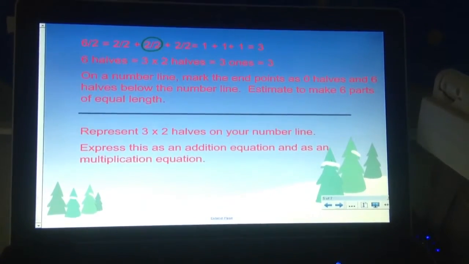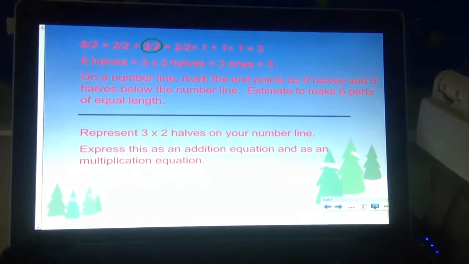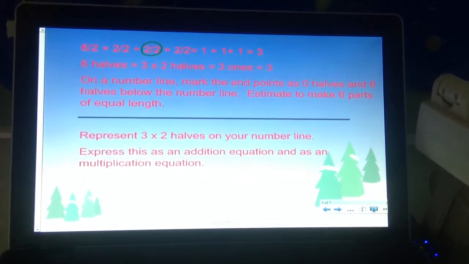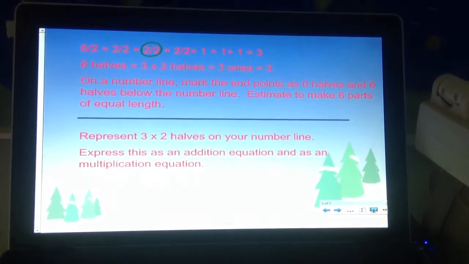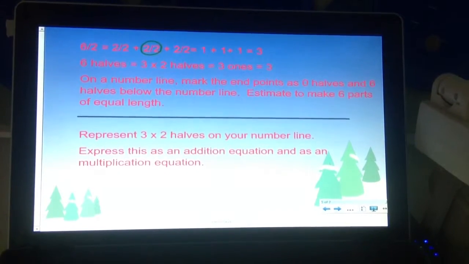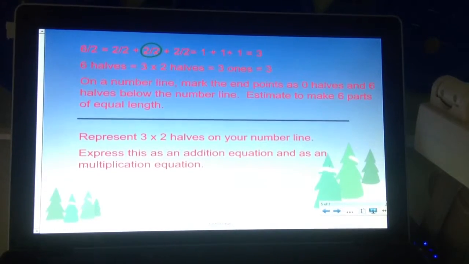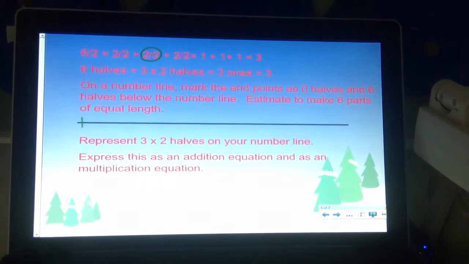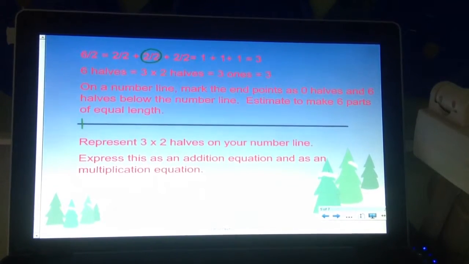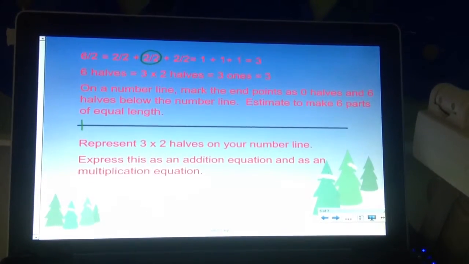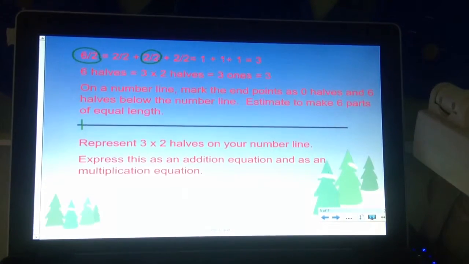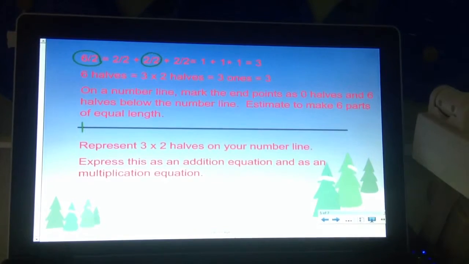So I have these 3 here, 1, 2, 3, and each of them are 2/2. So 3 times 2/2 equals 3 1s, and that's equal to 3. We're going to look at what that looks like on a number line. So this one, I'm going to go past 1 whole because I know I want to end up with this 6 halves. So my number line is going to extend past 2 halves.